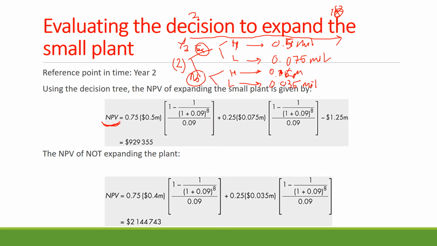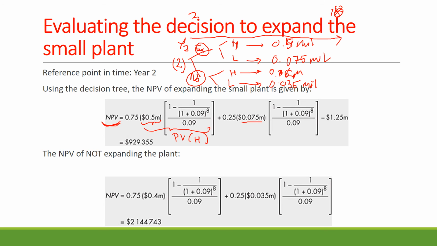So let's look at the expansion decision here. To calculate the NPV for the expansion, we calculate the NPV for the high scenario and the low scenario, and then we weigh them up, right? So when there's high demand, we get 0.5 million per year for the next 8 years. So this is an annuity. So to evaluate the high demand scenario, we just apply the present value formula and work out the value of this annuity, right?